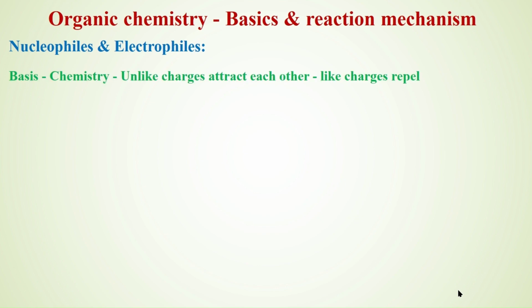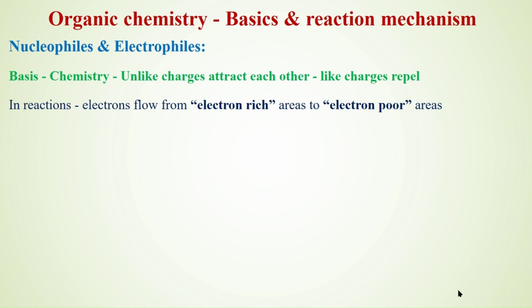The basics of chemistry lie in the following statement: unlike charges attract each other, like charges repel each other. It is similar to like poles repel each other, unlike poles attract each other. Where do these charges come from? Let us look into it.